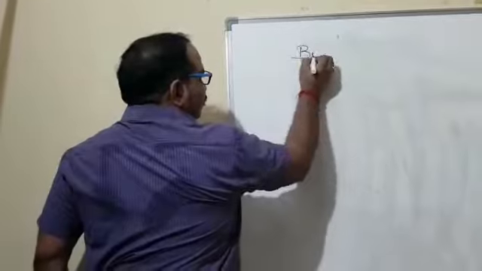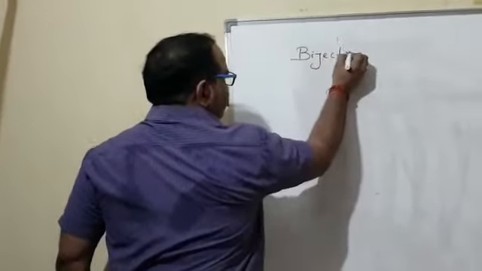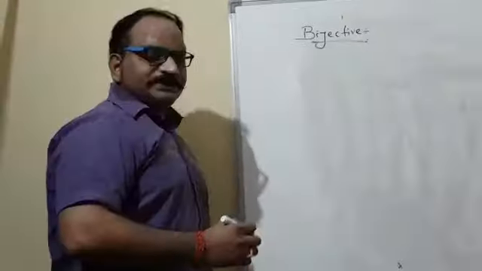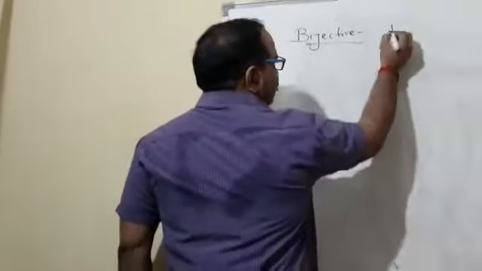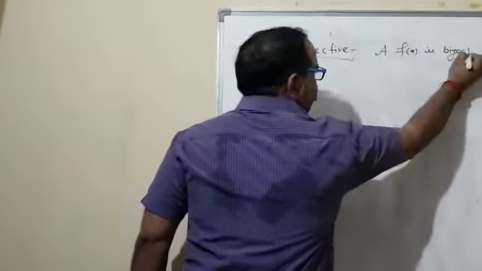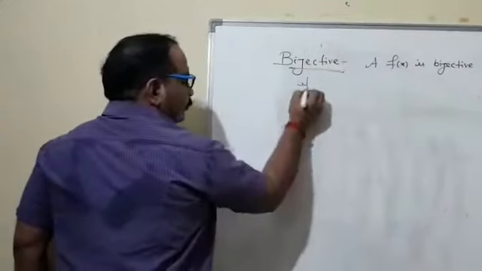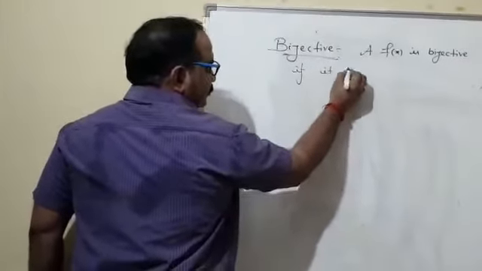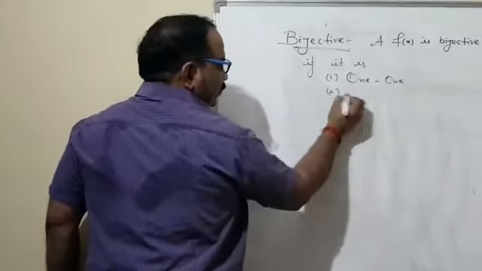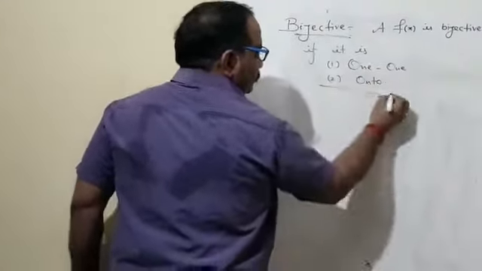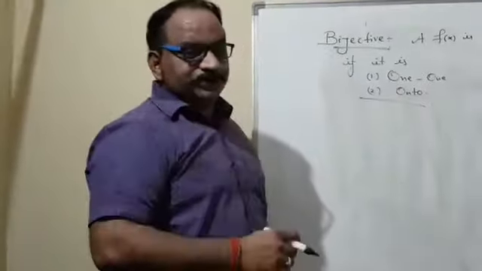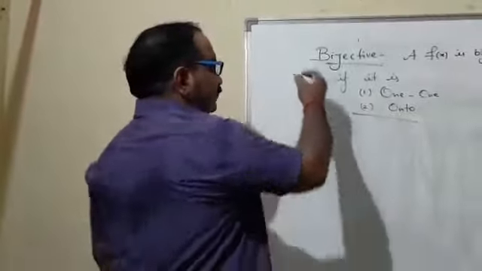So the next component is bijective. How can we say the function is bijective? A simple way: a function f(x) is bijective if it is one-to-one and second, onto. That means we have to prove both components in the same question. If we are able to do that, then the function is bijective.